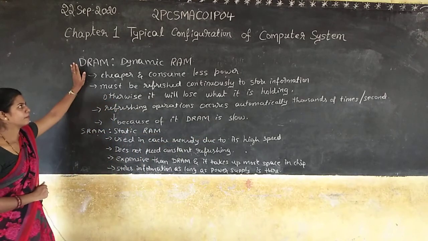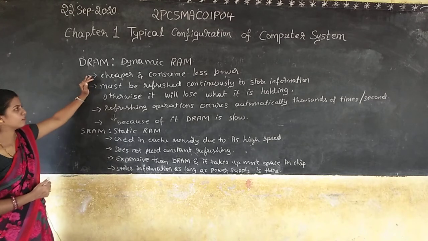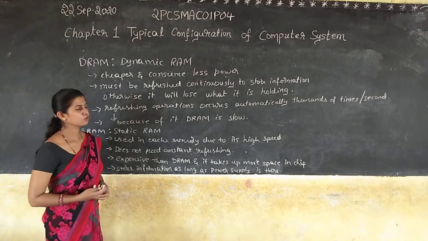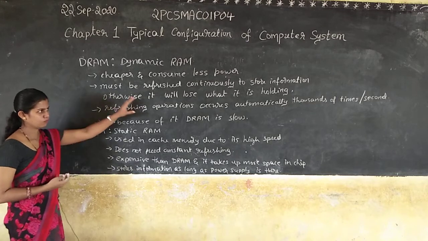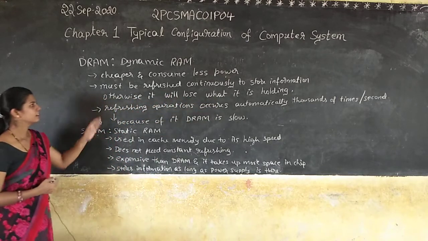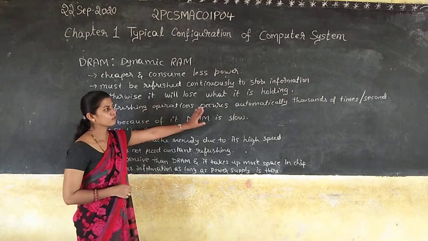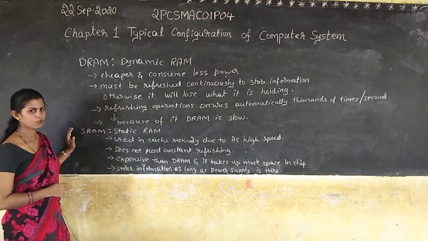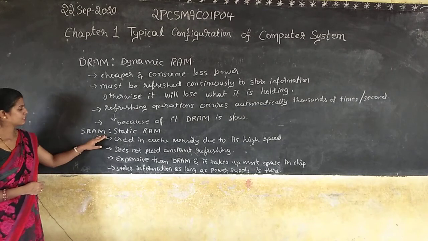So, the DRAM is a dynamic RAM and it is cheaper and consumes less power and it must be refreshed continuously to store the information, otherwise it will lose the data which it is holding. And the refreshing operation occurs automatically thousands of times per second, and because of this DRAM is slow. That is about DRAM. Next we see SRAM.